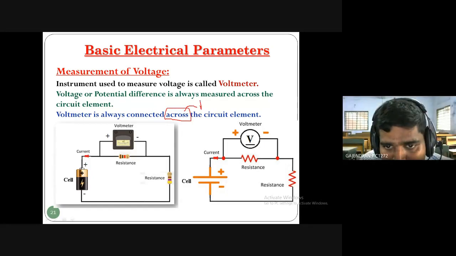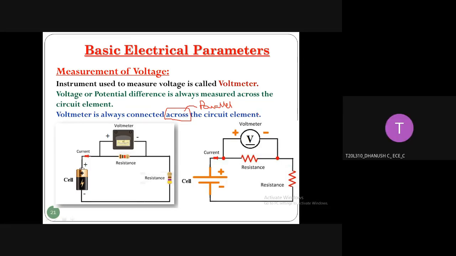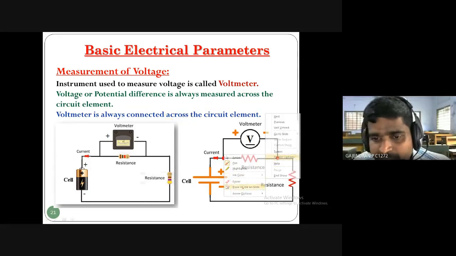Across, along with that we studied one more term. What is that? Parallel. Oh, parallel. Is it clear to everyone? Yes. Yes, very good.